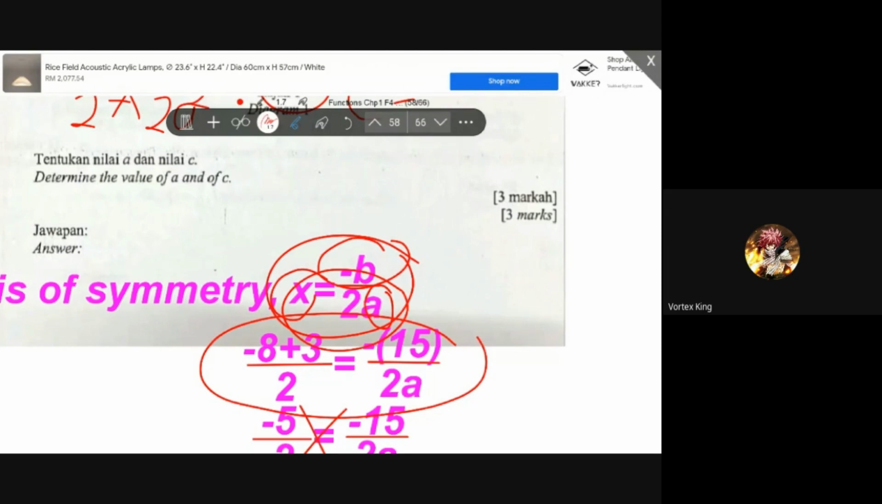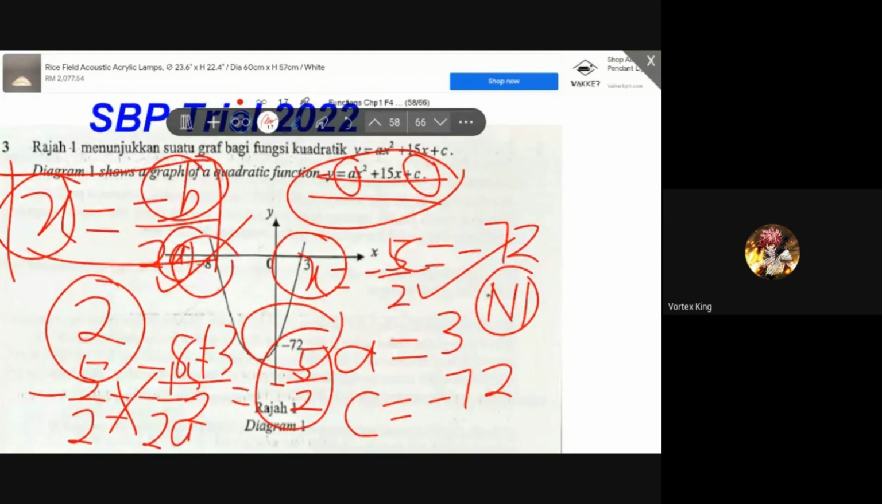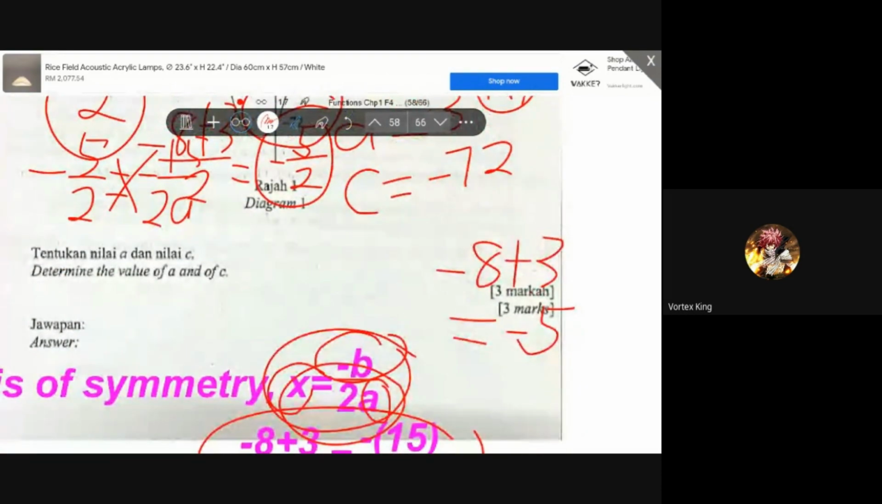Jason, okay. Why do we need to divide by 2? Because we want to find the axis of symmetry. If I do negative 8 plus 3, I get negative 5. That's not your axis of symmetry. Axis of symmetry is like your midpoint. Pernah dengar perkataan titik tengah ke? That is the meaning of axis of symmetry. That's why we divide by 2, to make it equal on the left-hand side and right-hand side. That's the concept. Midpoint. Axis of symmetry is midpoint.